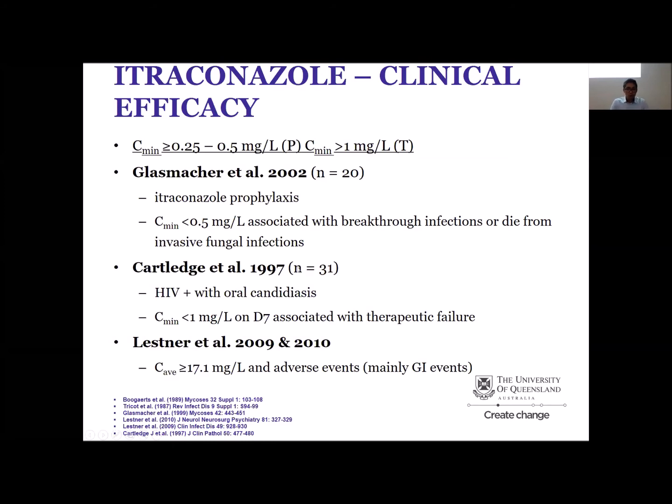We also have another study, Cartilage, in HIV patients with oral candidiasis. This study reported a Cmin value of less than 1 on day 7 was associated with therapeutic failure. We also have two studies from the same group describing average concentration of more than 70 predicting adverse events, but it's mainly GI adverse events. So it's average concentration of more than 70.